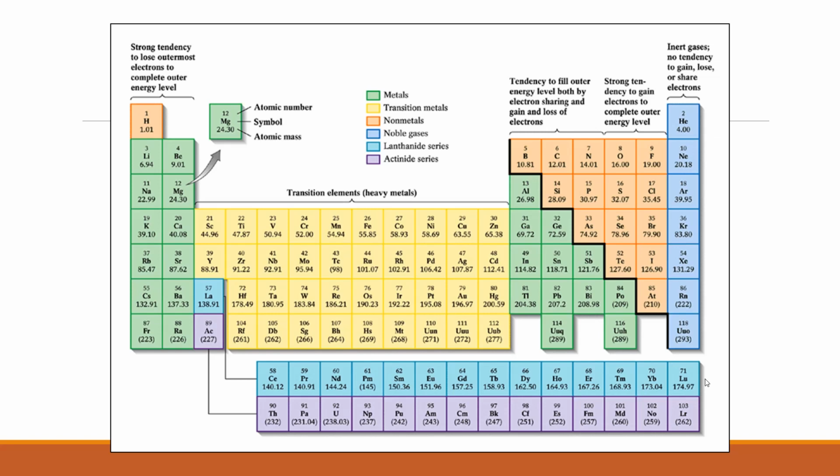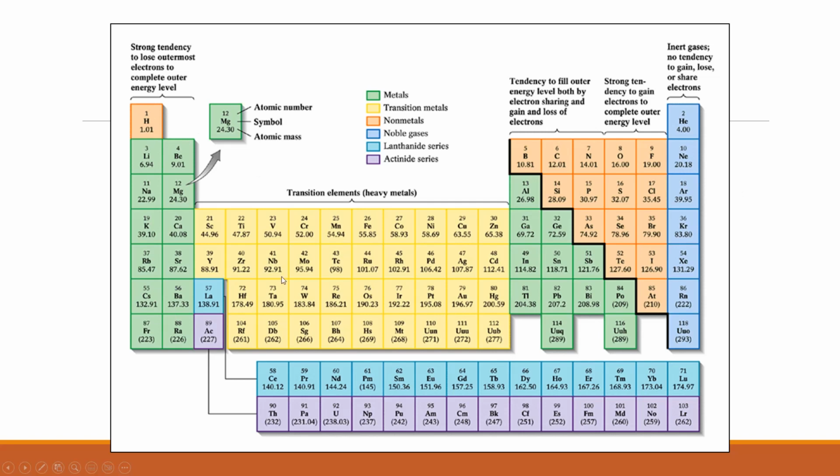Here we have a periodic table. This gives us the information about our elements. The symbol is going to be an abbreviation. So H is for hydrogen. Below that we will have the atomic mass, which again is neutrons plus protons. At the top we have the atomic number, which is the number of protons.